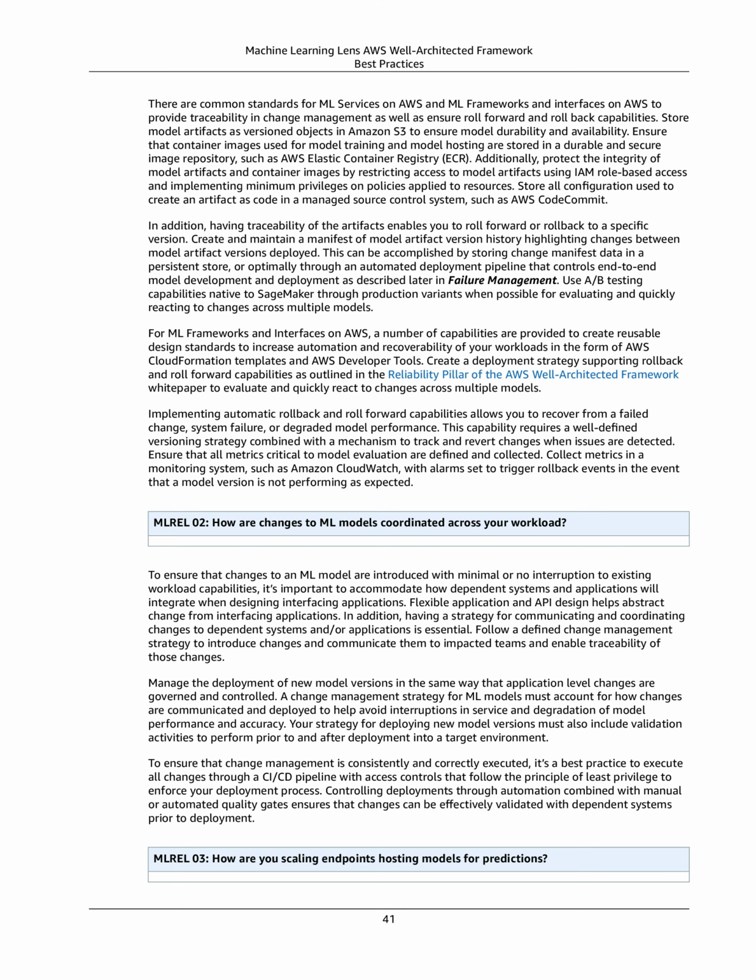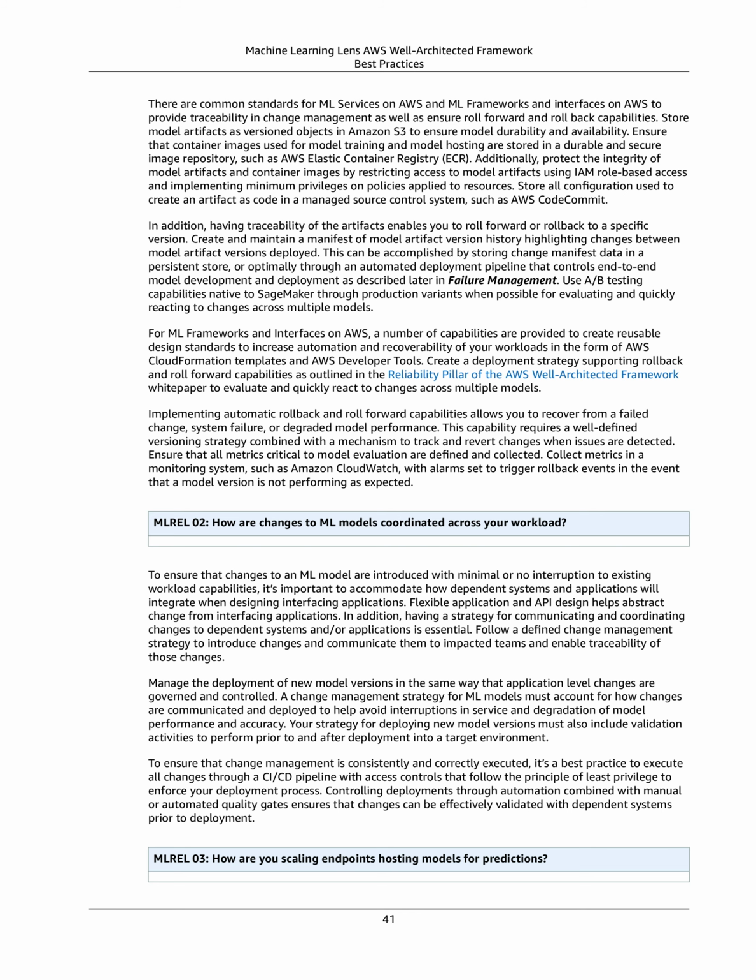For ML frameworks and interfaces on AWS, a number of capabilities are provided to create reusable design standards to increase automation and recoverability of your workloads in the form of AWS CloudFormation templates and AWS developer tools. Create a deployment strategy supporting rollback and roll-forward capabilities as outlined in the reliability pillar of the AWS Well-Architected Framework whitepaper to evaluate and quickly react to changes across multiple models.